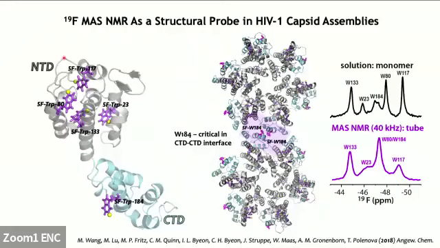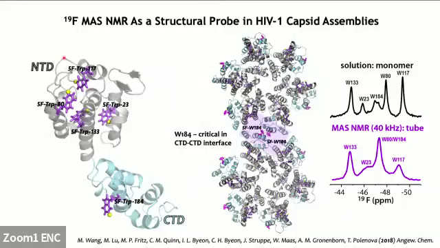So how do the spectra look if you just take a solution fluorine-19 experiment? Our collaborator Angela Gronenborn's lab collected the spectra, and you can see that they're quite informative. You see all of the tryptophans resolved, and there is quite a bit of structural heterogeneity. Now let's look at the tubes.